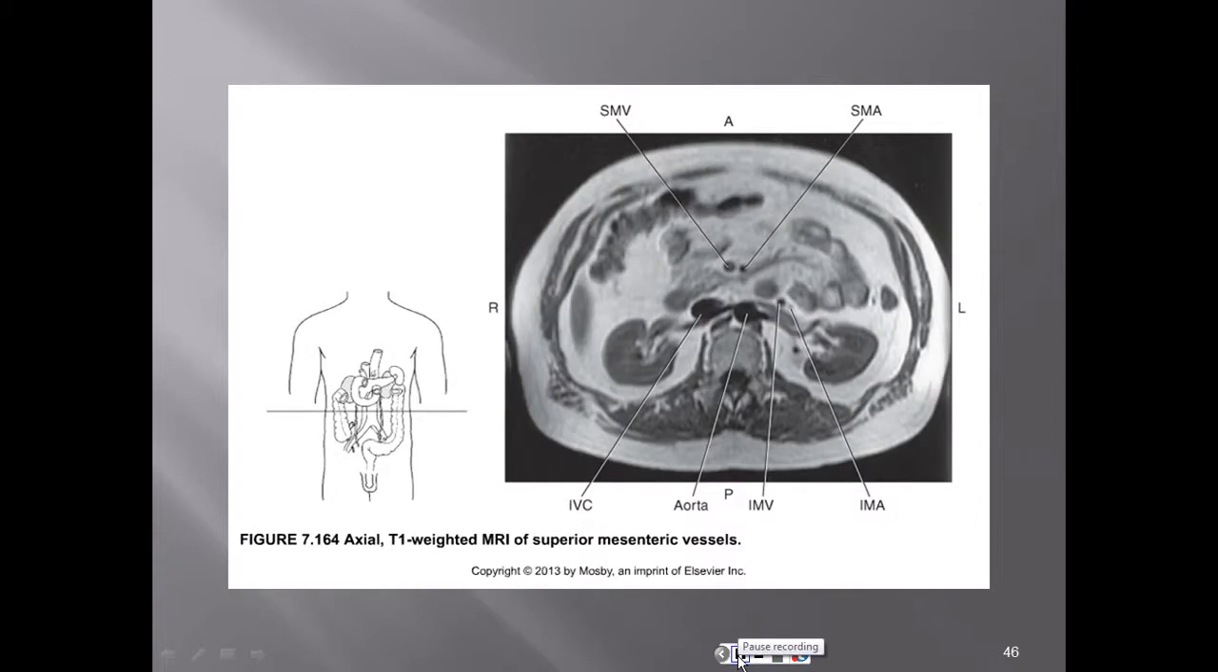This is an axial T1 weighted MRI of the superior mesenteric arteries, and of course we need to visualize the superior mesenteric vein and superior mesenteric artery. Remember, the vein could be larger because it expands. Kidney, IVC, aorta, renal artery, piece of the pancreas, colon.